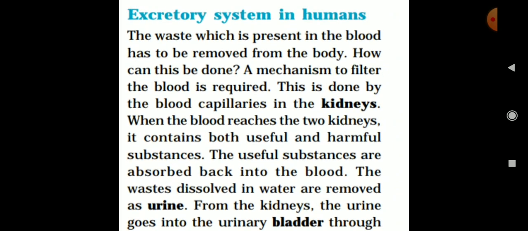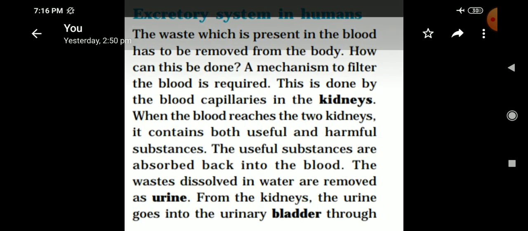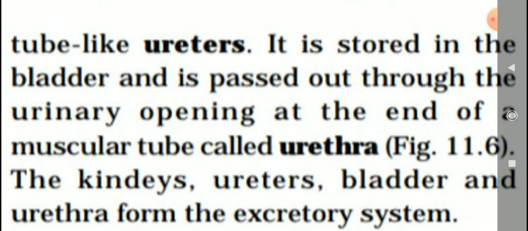Now we will see the picture. First I will explain. First, kidneys. The kidney is the excretory organ in humans. What is the excretory organ in humans? Kidneys. We have a pair of kidneys in the pelvic region.